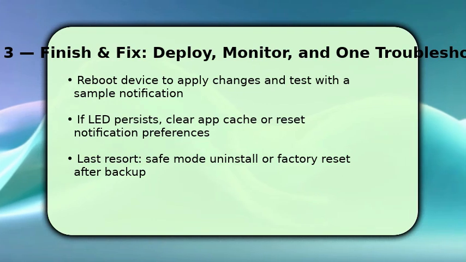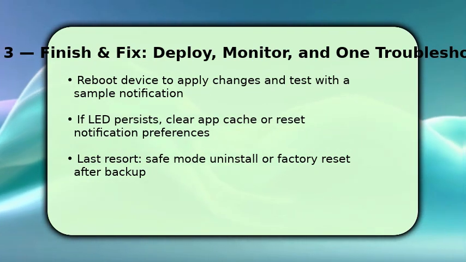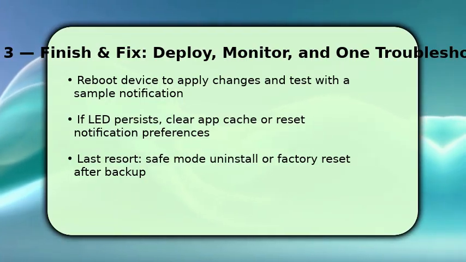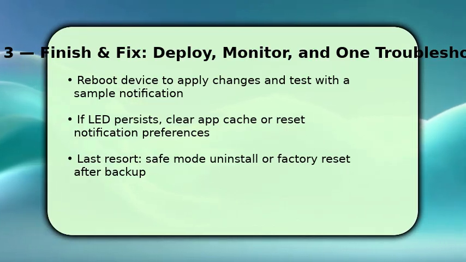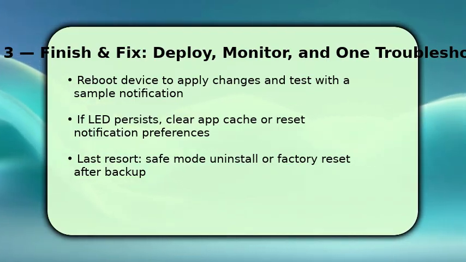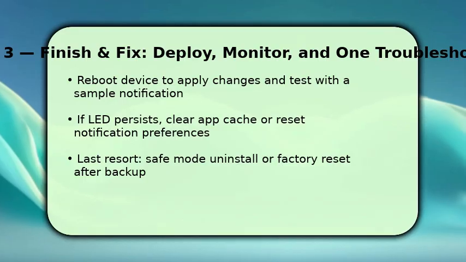If the LED persists, clear the app cache and reset that app's notification preferences, because cache settings can re-enable the light. Once you've tried those steps, boot into safe mode to see if a third-party app is forcing the LED. Uninstall that app. If nothing works, back up your data and consider a factory reset as a last resort. This resolves firmware-level LED conflicts most often.